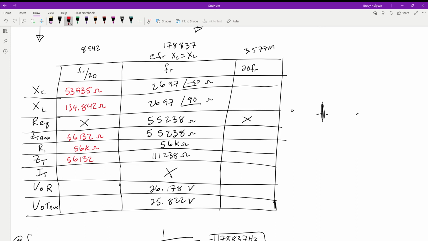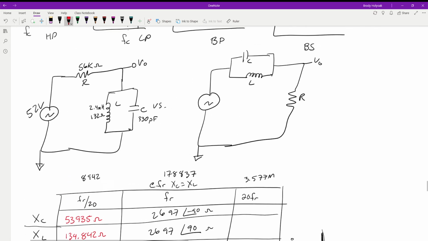The current total was 926.388 microamps. The voltage out across the resistor was 51.878 volts. The voltage out across the tank was 0.175 volts. Now just remember, as a point of reference, we're just solving both cases for this circuit.